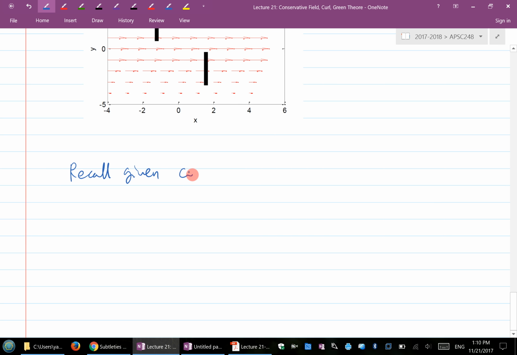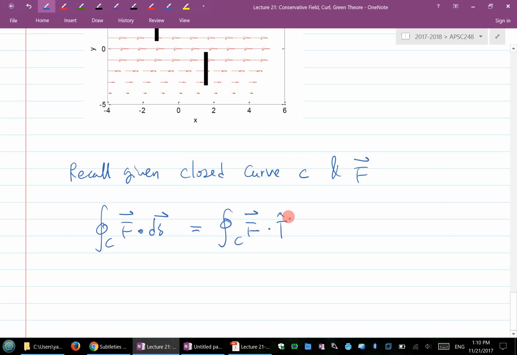Also recall, if I have a closed curve C and a vector field F, then we have done this quite a bit. We've done this F dot ds, the vector line integral. The vector line integral has different ways of writing it. These are all the same formula.